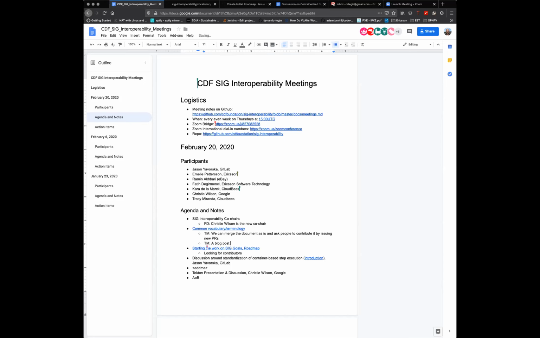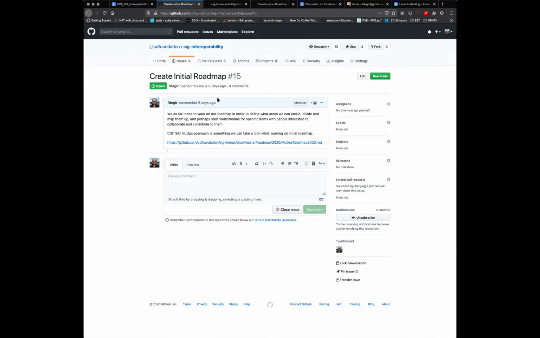The third topic is about starting to work on SIG goals and roadmap. This topic was brought up by, I think, Tracy, you brought up this topic among others. One of the ideas was to look at what the MLOps SIG is doing and use that as an example. Based on that feedback, I created an issue on the SIG interoperability repo. I just put what we discussed during the previous meeting.